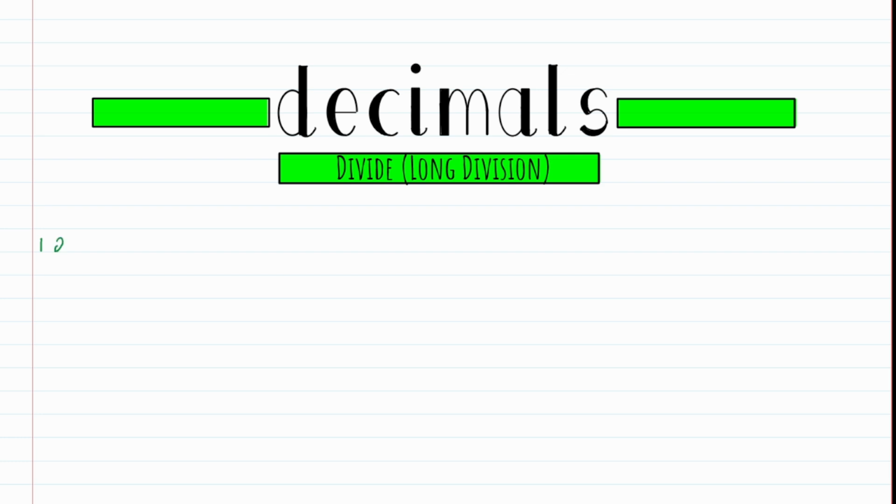In my first question, I have 1,256 divided by 2. To solve this, I'm going to draw my division house or garage or bridge or whatever you want to call it. My first number goes inside my house and the second number goes on the left, on the outside. Our rule is that we divide our inside number by our outside number, starting at the first digit.